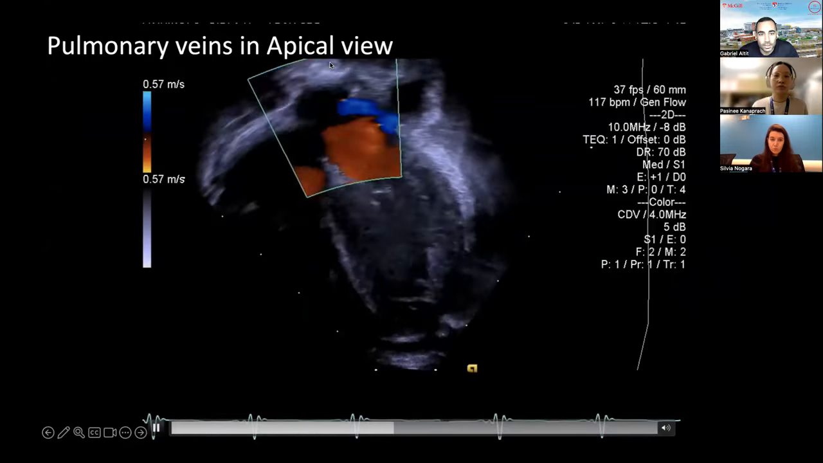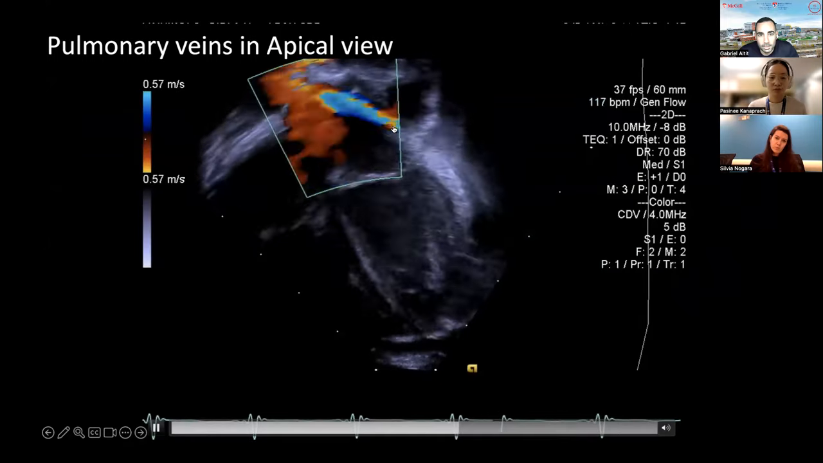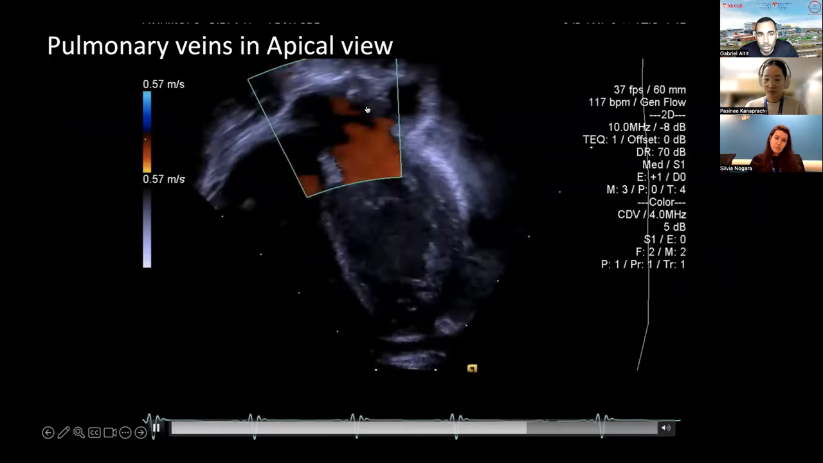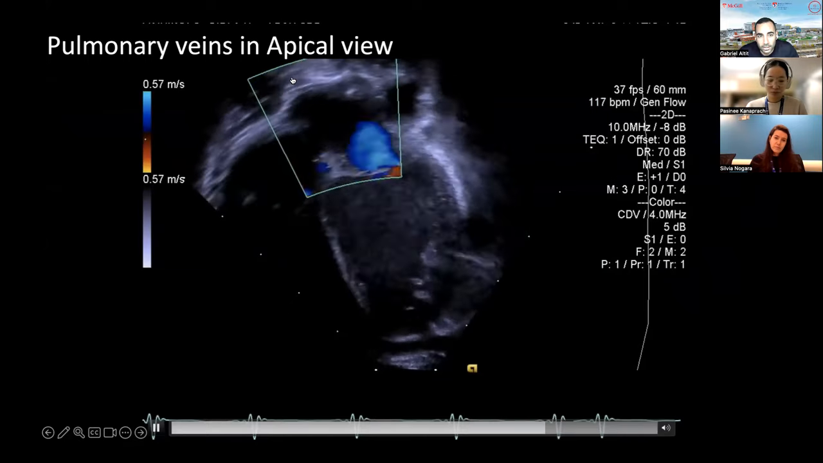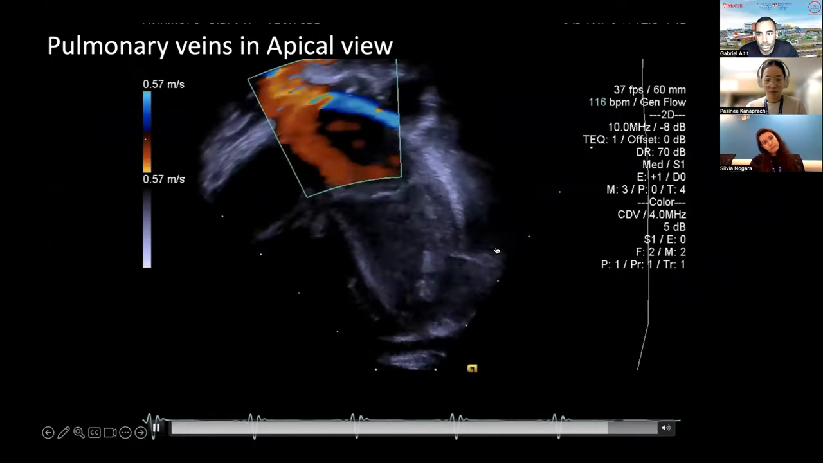Here I put a color over the atrium. I dropped my velocity filter a bit and I can see a bit of my pulmonary vein. So this is the left lower pulmonary vein. And then here I can see in red the right upper pulmonary vein.